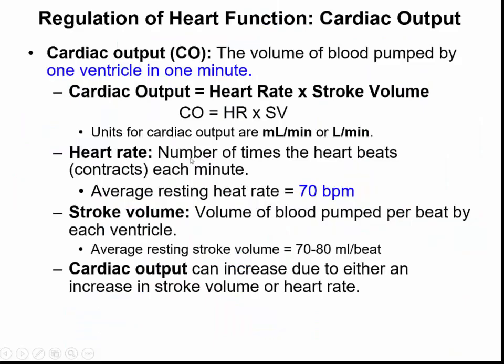Heart rate is the number of times that the heart beats or contracts each minute. The average resting heart rate is around 70 beats per minute. Stroke volume is the volume of blood pumped per beat by each ventricle. Average resting stroke volume is anywhere from 70 to 80 milliliters per beat. Cardiac output can increase due to either an increase in stroke volume or an increase in heart rate.